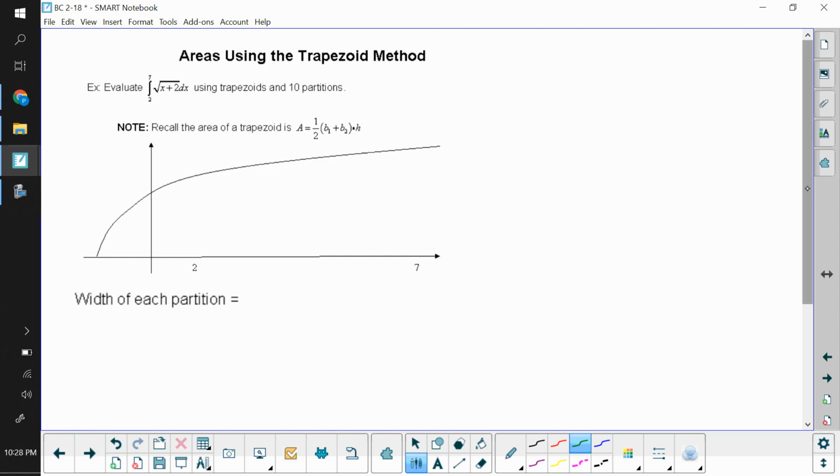All right, so let's see if we can estimate the area of square root of x plus 2 from 2 to 7, and we're going to do it with 10 partitions, or in other words, 10 trapezoids. So our width of each partition, we're going to do our b minus a, our 7 minus 2 over our number of partitions, 10. So this will give us 5/10, or in other words, a half.